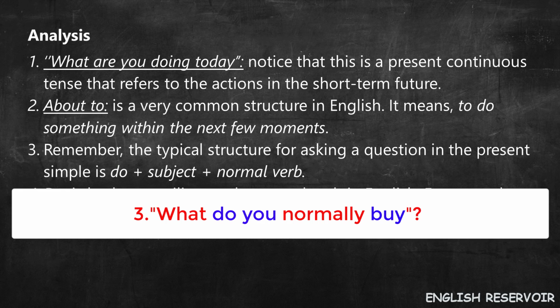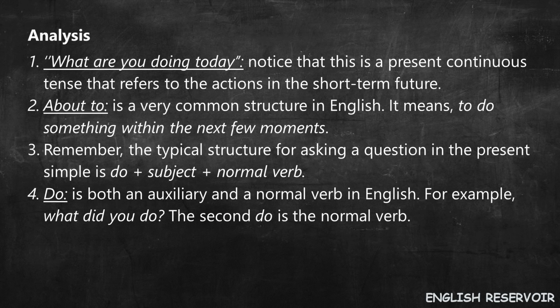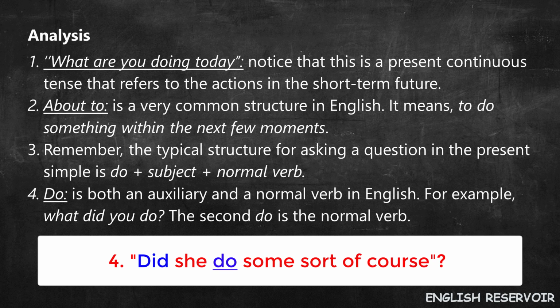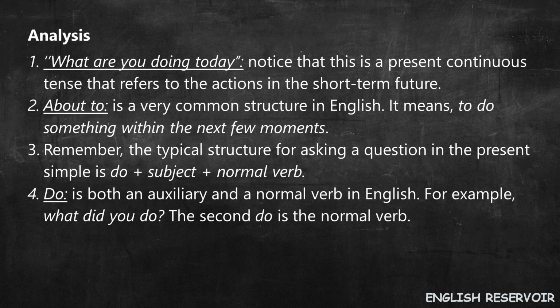3. Remember, the typical structure for asking a question in the present simple is do plus subject plus normal verb. 4. Do is both an auxiliary and a normal verb in English. For example, what did you do? The second do is a normal verb.